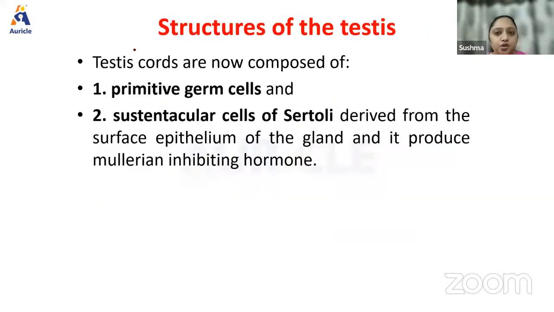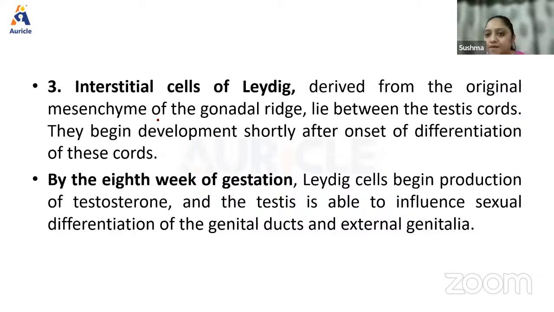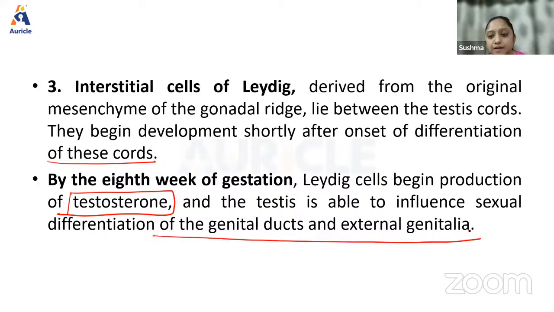Now, what is the structure of testis? It is now composed of primitive germ cells and sustentacular cells of Sertoli derived from the surface epithelium of the gland, and it produces Mullerian inhibiting hormone, that is anti-Mullerian hormone. Interstitial cells of Leydig are derived from the original mesenchyme of the gonadal ridges in between the testicular cords. They begin development shortly after the onset of differentiation of these cords. By the 8th week of gestation, Leydig cells begin the production of testosterone, and the testis is able to influence sexual differentiation and the genital ducts, and it forms the external genitalia.